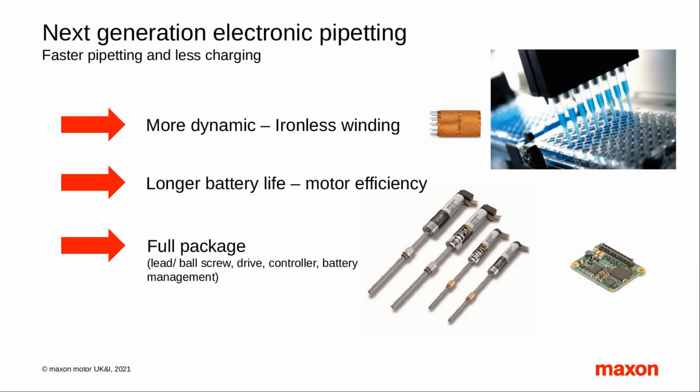And also we're able to offer the full package. So within a pipette, there'd be a motor, gearbox, encoder, and also something to give you the linear motion, ball screw, lead screw, that type of thing, and electronics. So all that goes together to make the system within the pipette.